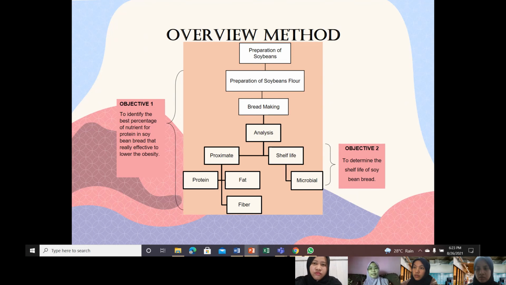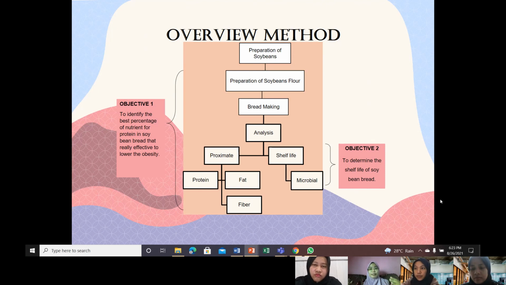For protein, the proximate analysis uses the Kjeldahl method. It has three steps: digestion, distillation, and titration. For fat, it is determined by the solvent extraction method to estimate fat in bread, and the extraction process takes 6 hours. And for the fiber analysis, macroscopic sample examination is used.